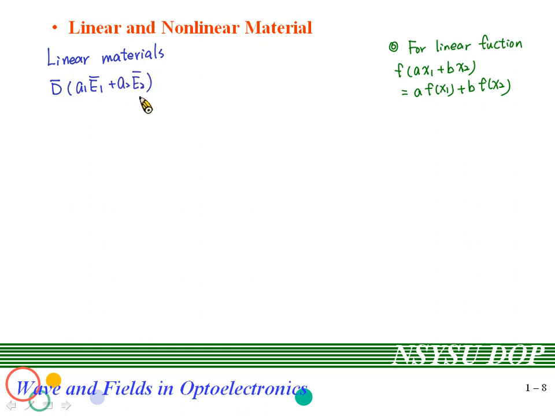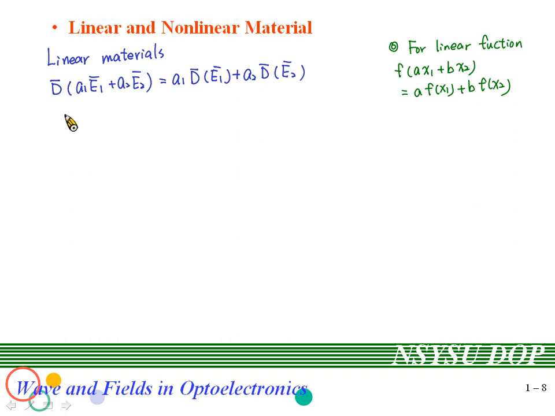For a material, if this material is linear, the D function can be written as A1 times D of E1 plus A2 times D of E2. This means that the effect of two fields is the summation of the effect of each field. So any material that satisfies this kind of relationship, we call a linear material.